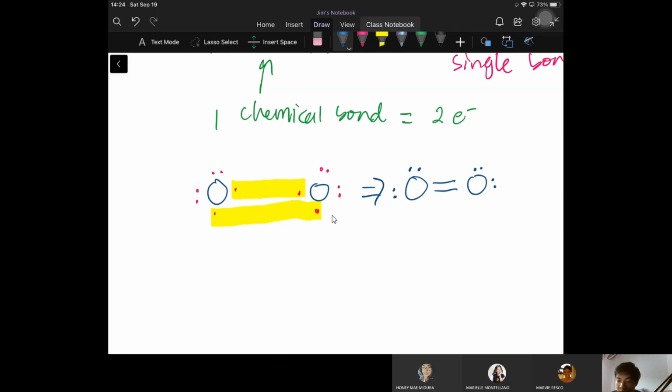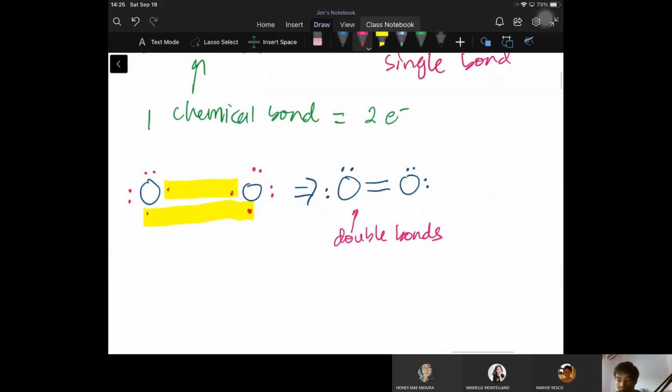Okay, so again, remember, for each bond, dalawa yung electron. So may dalawang electron dito sa line na to. Yung sa line sa taas, may dalawa din, no? So if we have 2 lines between atoms, or 2 bonds between atoms, we call this the double bonds, no? Double bond kapag dalawa ang bond. Meaning nun, apat yung electrons na pinaghahatian nilang dalawang atoms, no?